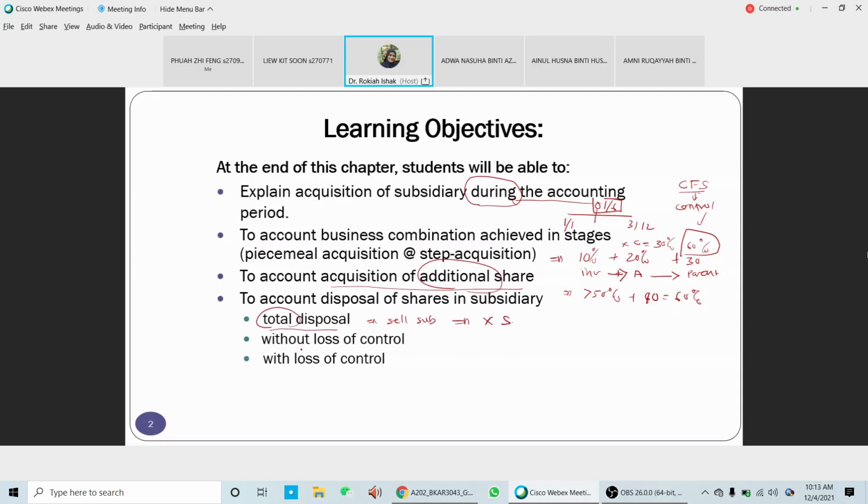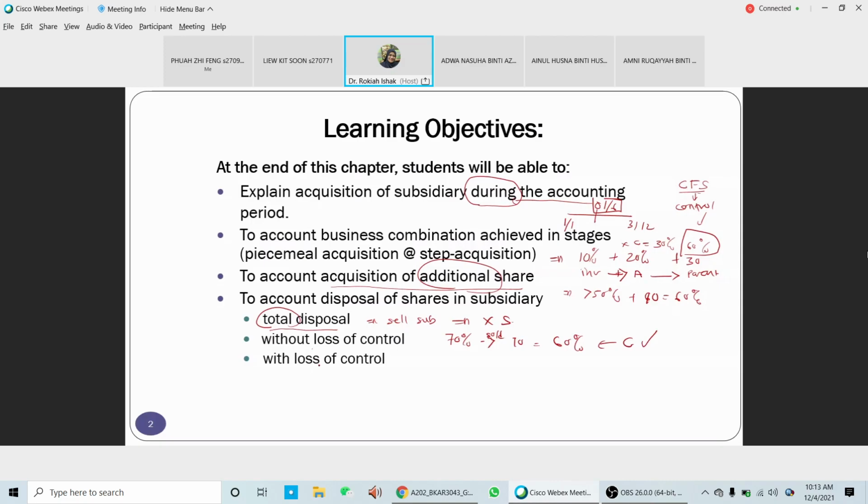The second one is a disposal without loss of control. Disposal without loss of control here is that you have, for example, shares of 70%, and maybe you sell 10%. So now you still have 60%, which means that you still have control.